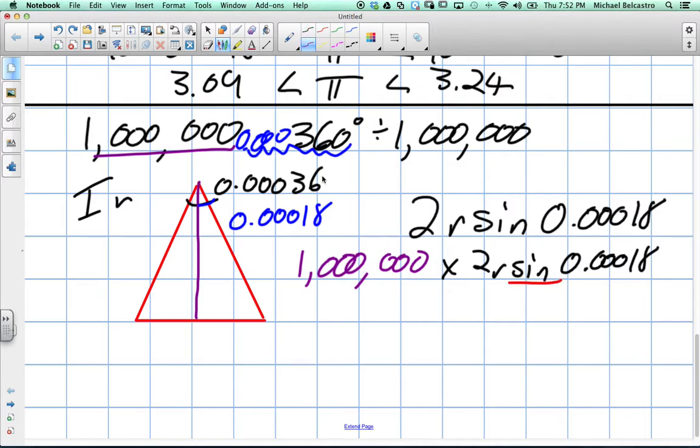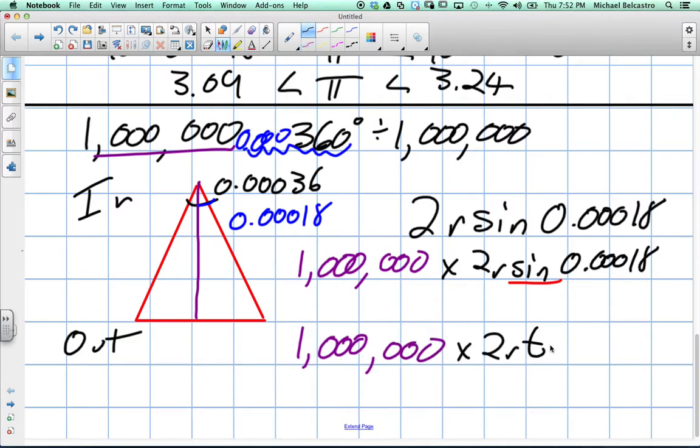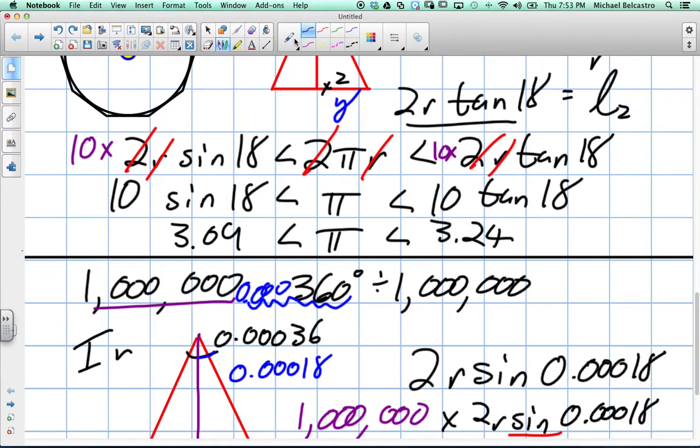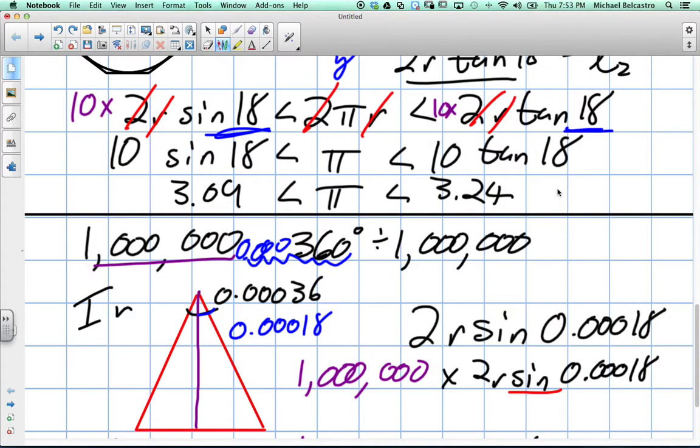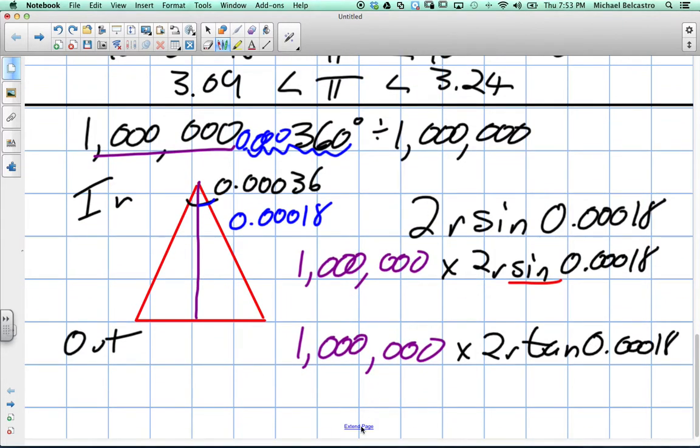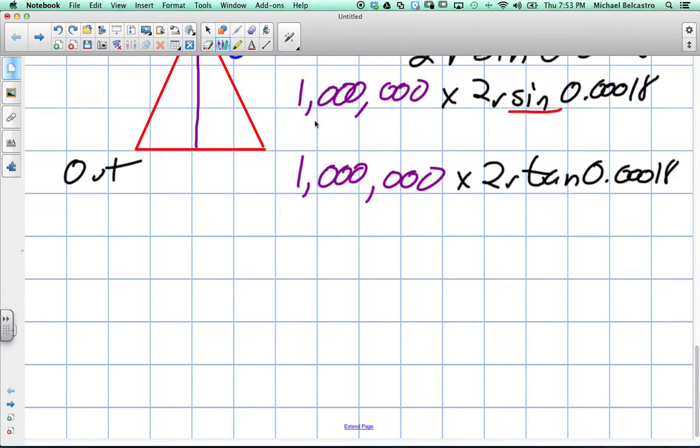It ends up being tan. So our outer, okay, same idea. We'll have to multiply it by the million sides, just like above. It's going to be multiplied by 2r tan with the exact same angle, 0.00018. If you're not sure, you can try it yourself, but essentially it's just our 18 divided by 100,000, okay? Because we have a million being 100,000 times larger than 10.